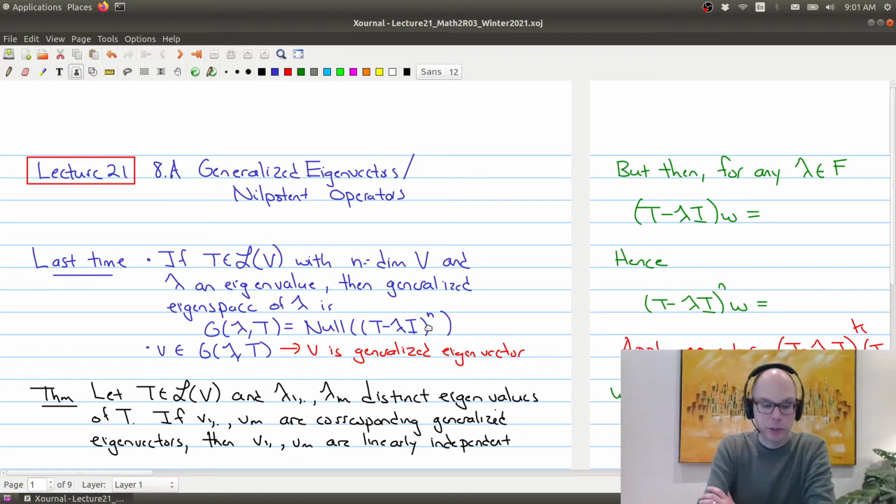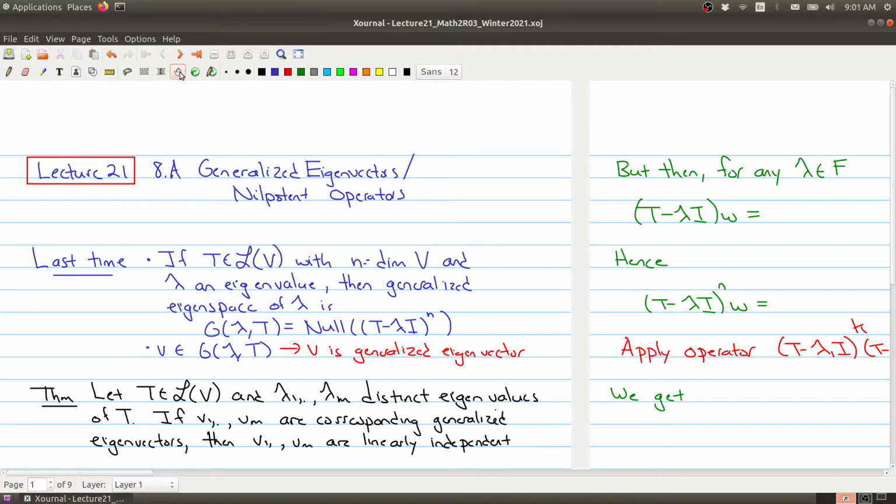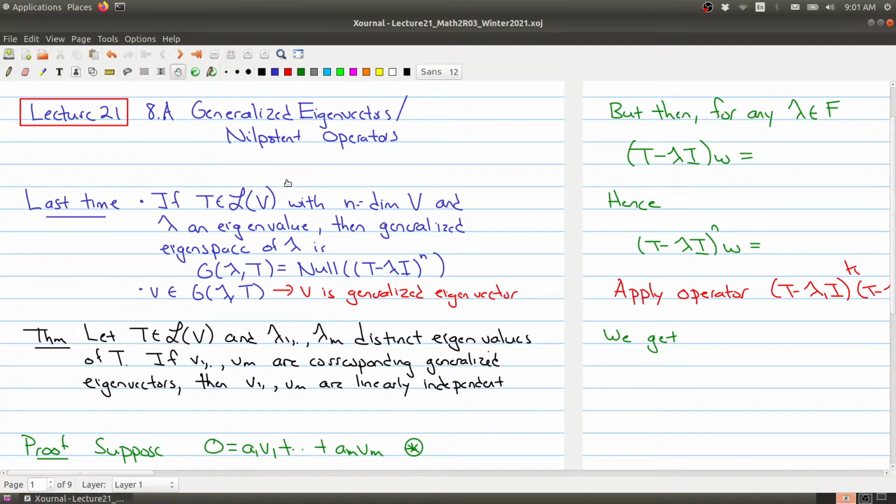In today's lecture, we're going to be looking at generalized eigenvectors, and then we'll also be introducing nilpotent operators. So basically, we're going to be finishing up section 8.A. I'll give you a little bit of a warning: we're going to get into the weeds. We're going to look into a lot of the details of two main results dealing with generalized eigenvectors and nilpotent operators.